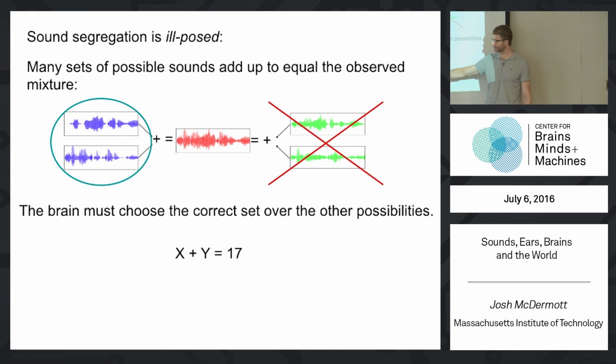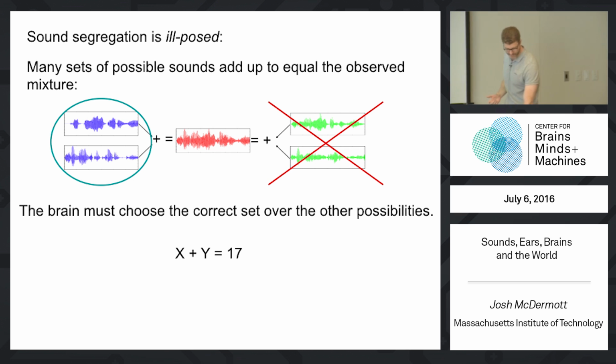Suppose I tell you that x plus y equals 17. Please solve for x. Everybody knows that if you get this on a math test, you should complain to the professor because there is not a unique solution. It could be 16 and 1, it could be 15 and 2, it could be 14 and 3, and so on and so forth. There's an infinite family of possible solutions. And yet that's exactly the problem that your brain is facing when you get a mixture of sources and you need to understand what somebody is saying.